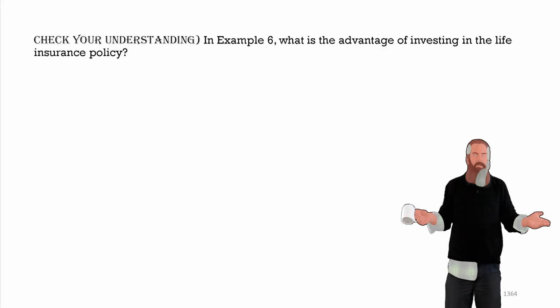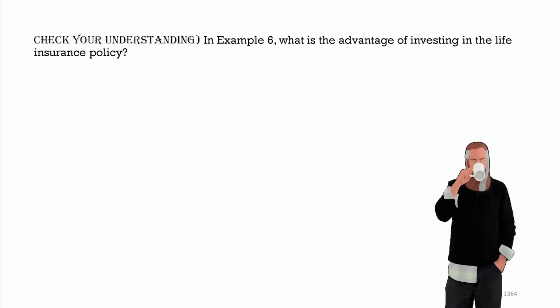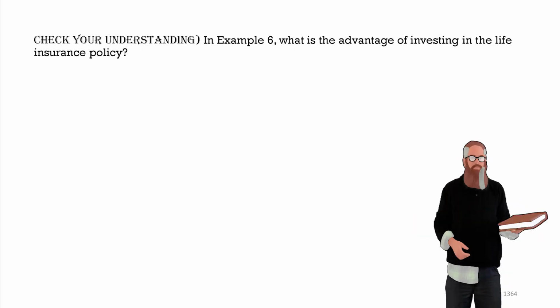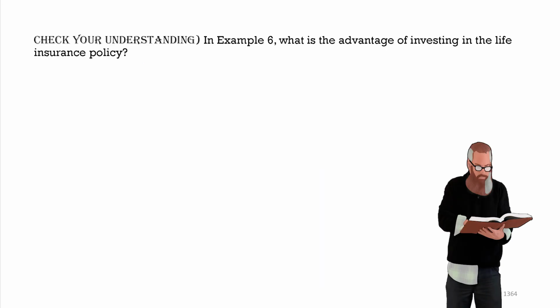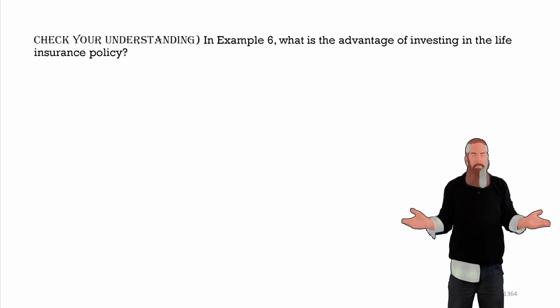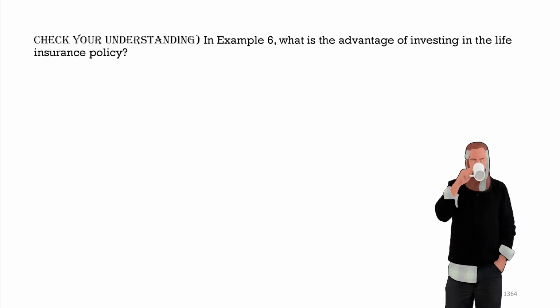Let's check your understanding by looking at, in the last example, what is the advantage of investing in a life insurance policy? Well, if Rob dies at any time during the policy period, his survivors get $100,000. That is more than the amount that would have been earned in the previous 3 decades.